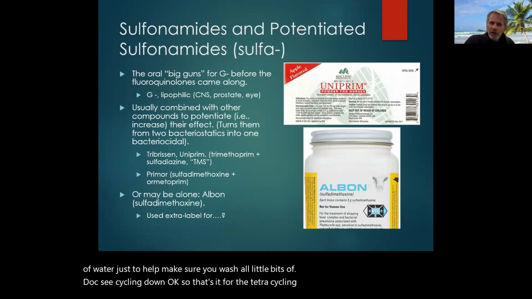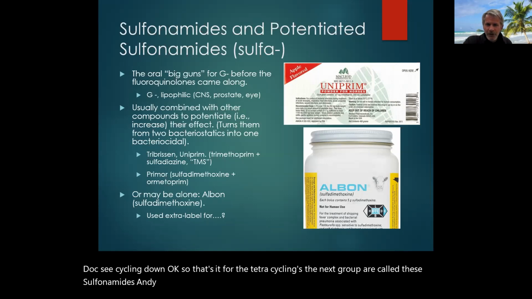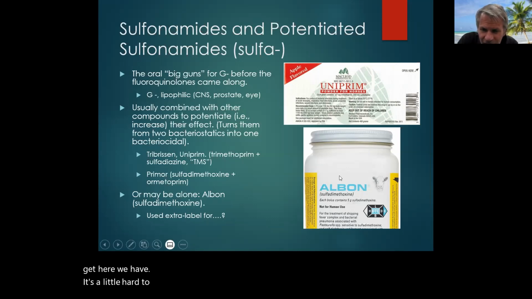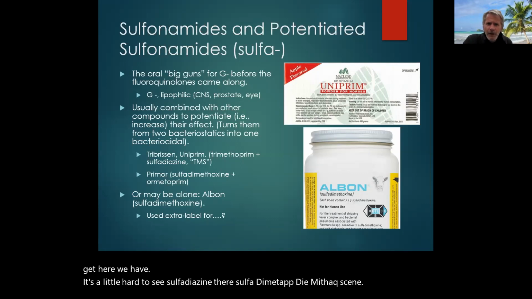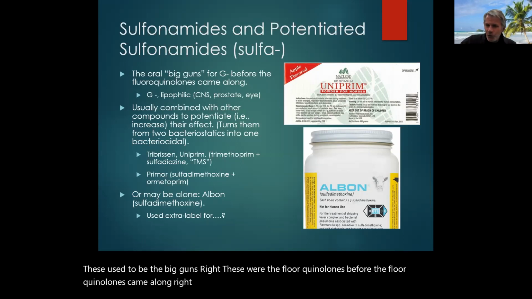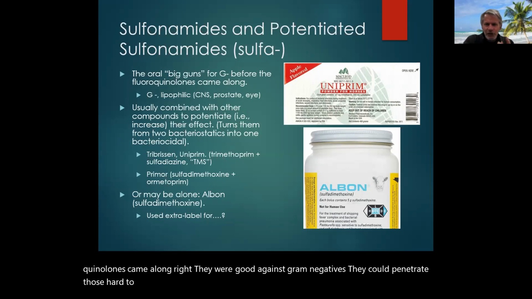The next group are called the sulfonamides and the potentiated sulfonamides. These all begin with the word sulfa, right? Here we have, it's a little hard to see, sulfadiazine, and sulfadimethoxine. These used to be the big guns, right? These were the fluoroquinolones before the fluoroquinolones came along. They were good against gram negatives. They could penetrate those hard to reach places like the central nervous system and the prostate and the eye.